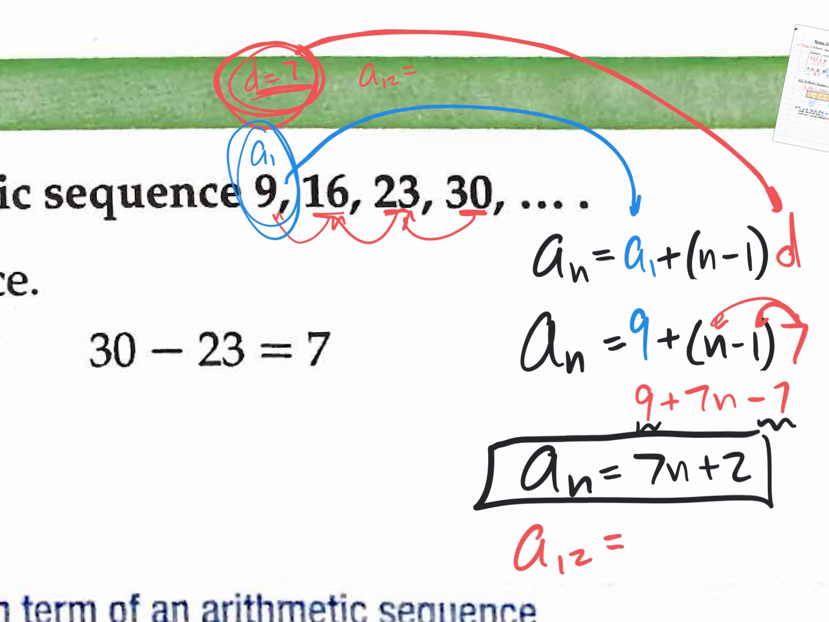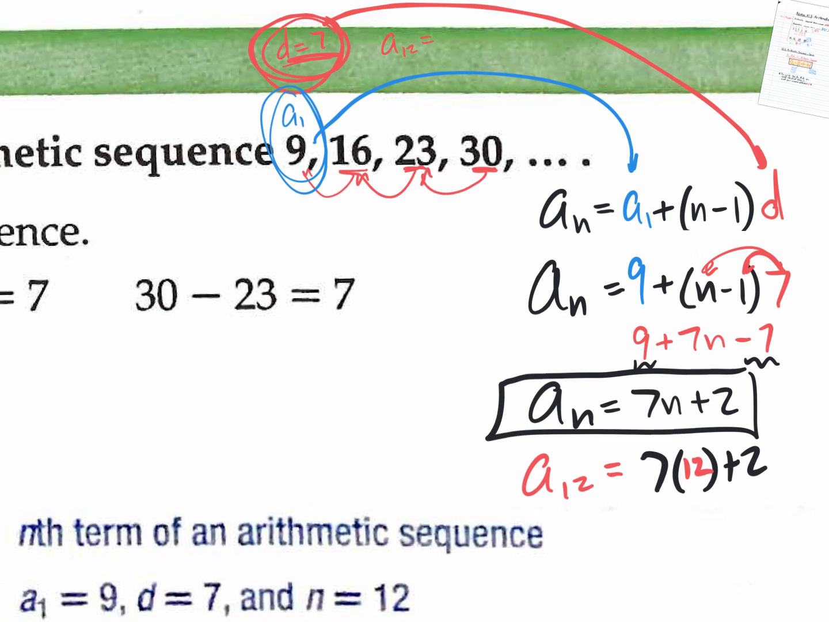A sub 12 is really saying I'm about to plug in 12 into this machine. So here's a machine. 7 times, I'm plugging in 12 plus 2. 7 times 12? 84 plus 2? 86. Yep. So a sub 12 is 86. So I found my 12th term, 86. Just like that, once you have the machine, right?